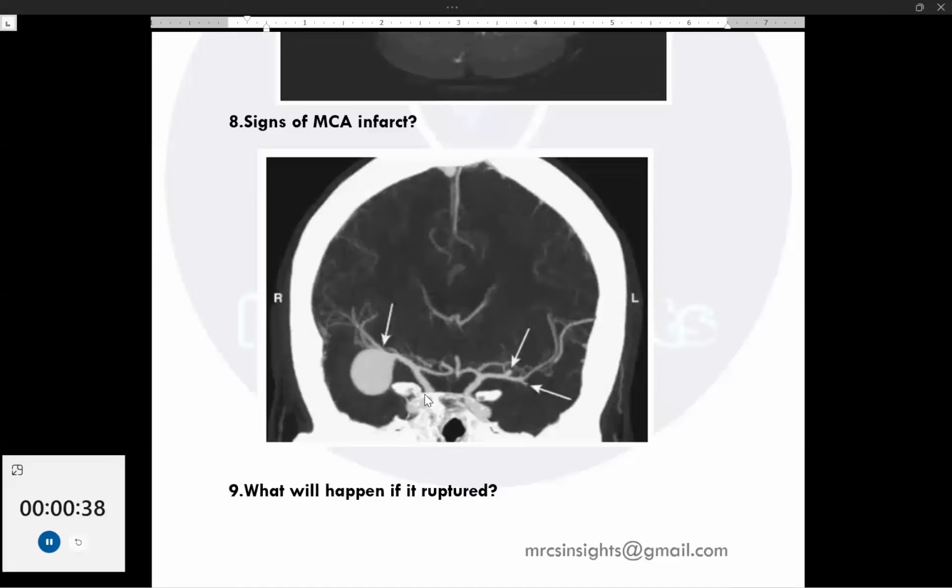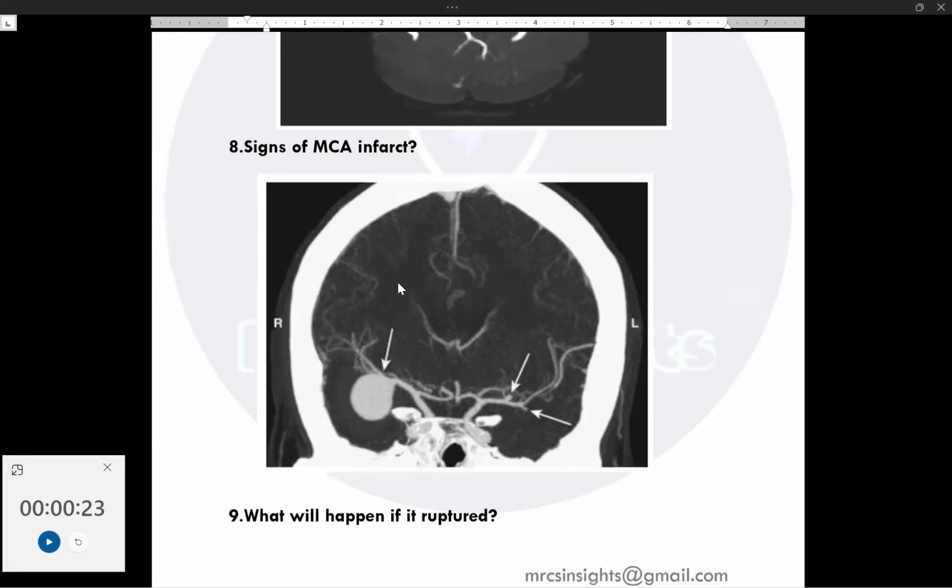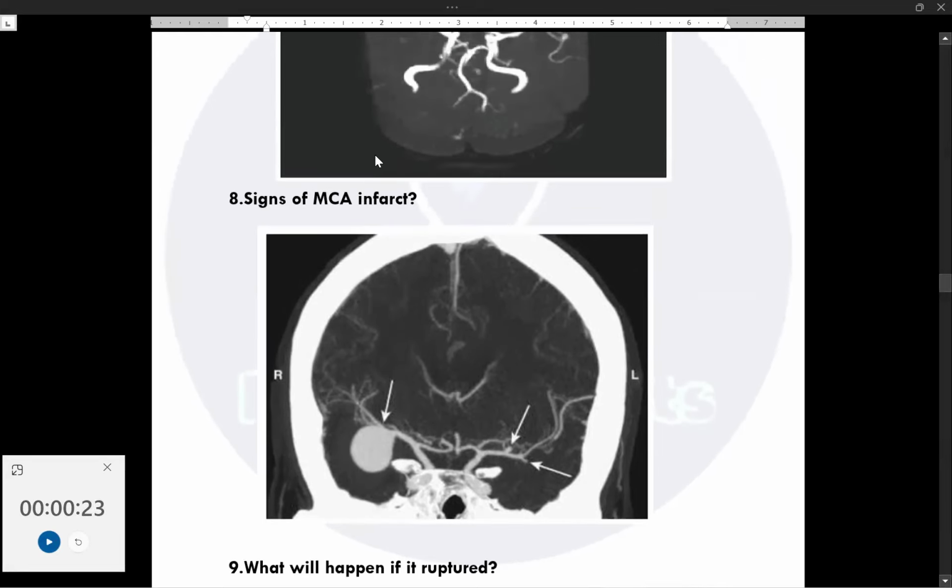Yes, excellent. So basically, the circle of Willis is situated in the subarachnoid space. So rupture of any aneurysm from the circle of Willis may result in subarachnoid hemorrhage. Okay, excellent. Excellent performance, doctor. Thank you very much. Thank you, ma'am.